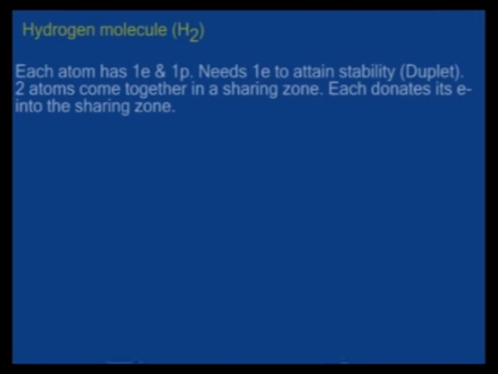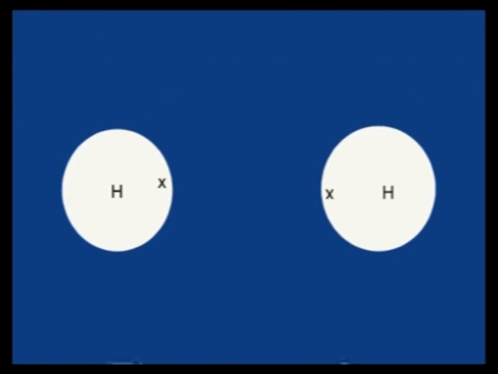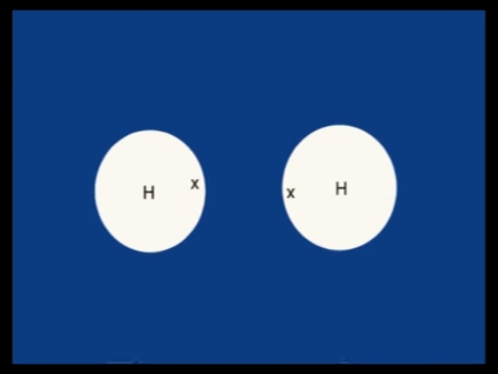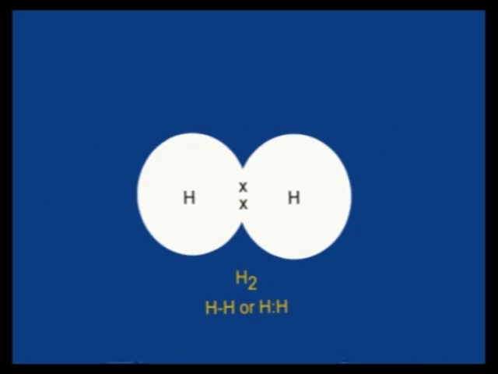The same scenario will be seen in the formation of a hydrogen molecule. Each hydrogen atom has one proton and one electron. Each requires one electron to attain a stable electron configuration. So two hydrogen atoms will come together, each contributing its electron to a shared pair, and a molecule is formed.